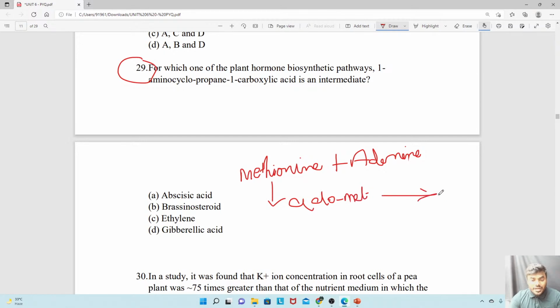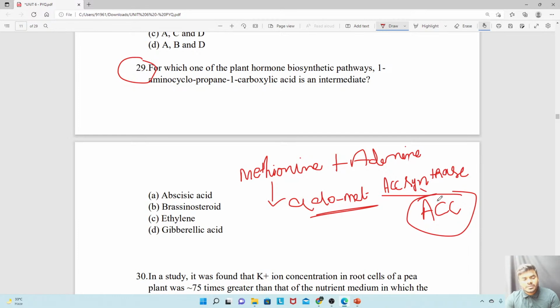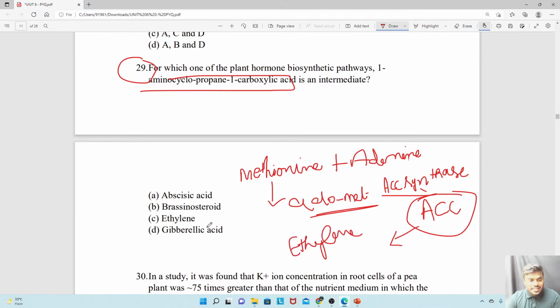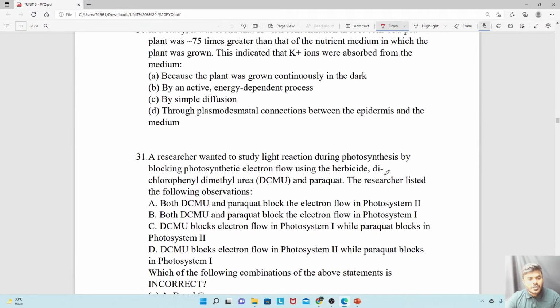And I have clearly told all of you, S-adenosyl methionine is acted on by an enzyme called ACC synthase. When SAM is treated by ACC synthase, it gives rise to ACC. Correct? Now what is that ACC? Aminocyclopropane-1-carboxylic acid. Later ACC gives rise to ethylene. Hence the correct answer will be, friends, C, ethylene. Don't confuse, please.